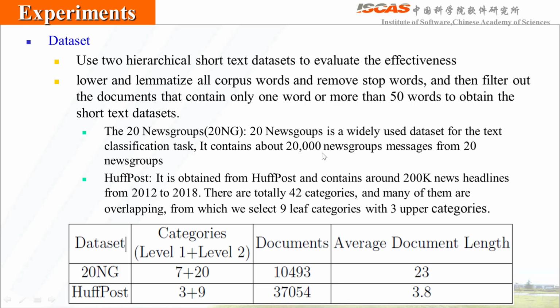The 20 Newsgroups is a widely used dataset for the text classification task. It contains about 20,000 newsgroup messages from 20 newsgroups. HuffPost is obtained from HuffPost and contains around 200,000 news headlines from 2012 to 2019. There are totally 42 categories, and many of them are overlapping. From these, we select 9 leaf categories with 3 upper categories.